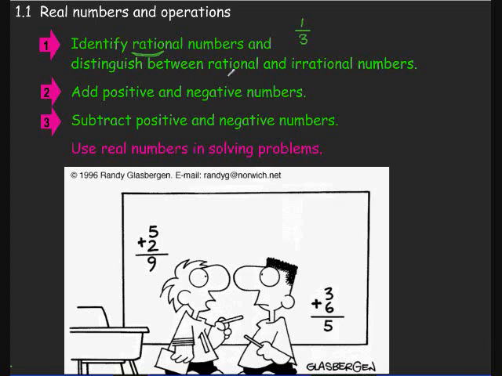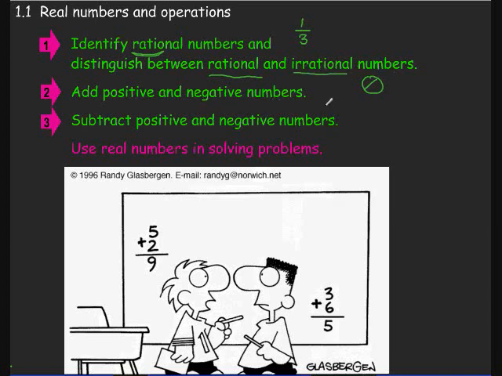How do you distinguish between a rational and an irrational number? What it really comes down to is if it can be expressed as the ratio of two integers, it's a rational number. And if it cannot be expressed as the ratio of two integers, then it is an irrational number.